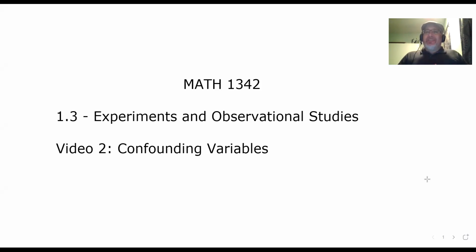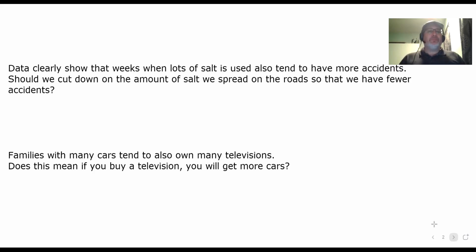We saw a couple of instances of association without causation before. And we discussed the possibility of what's called a confounding variable, a third variable that might be causing two other variables to respond. Let's just quickly recap what those two scenarios were.